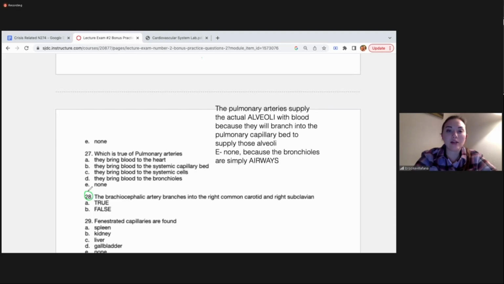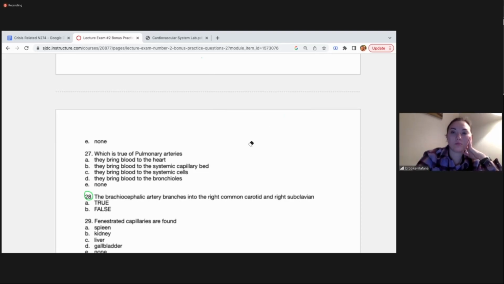The brachiocephalic artery branches into the right common carotid and right subclavian. Is that true or is that false? Good, so that would be true, right?